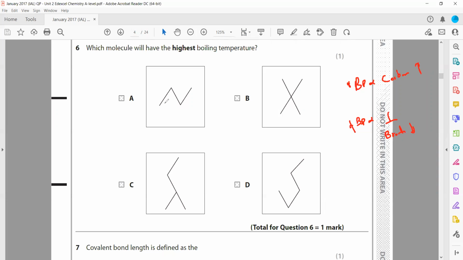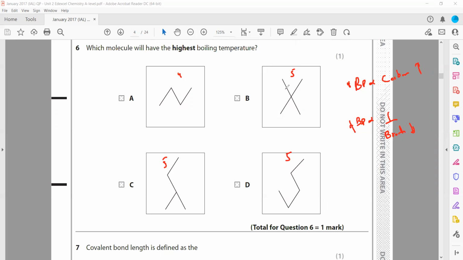When you check the number of carbons, counting 1, 2, 3, 4, 5 for each, three of them, B, C and D, have 5.